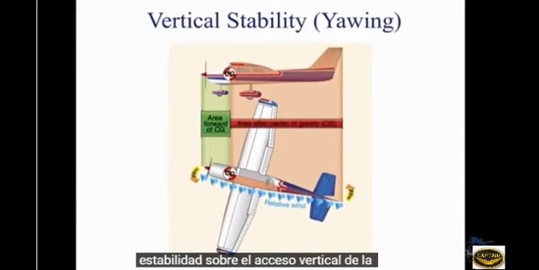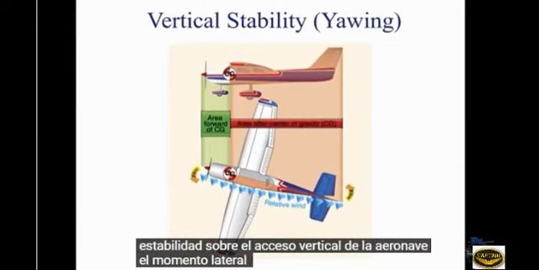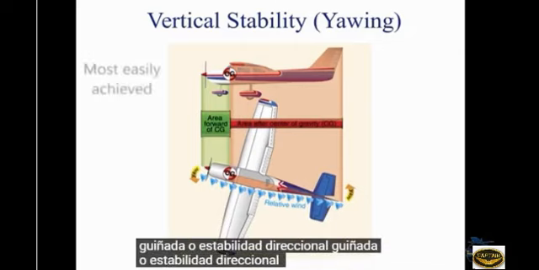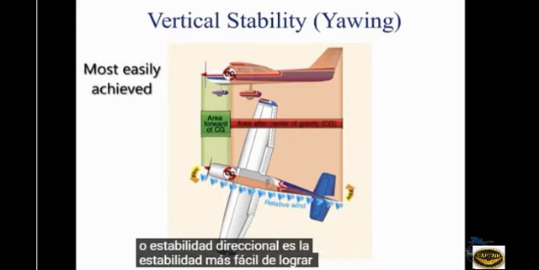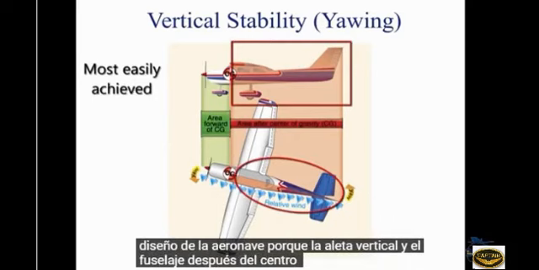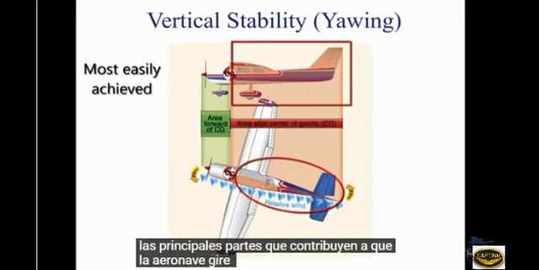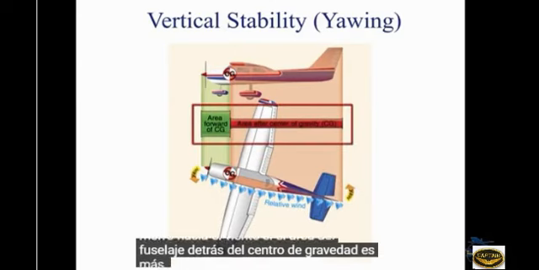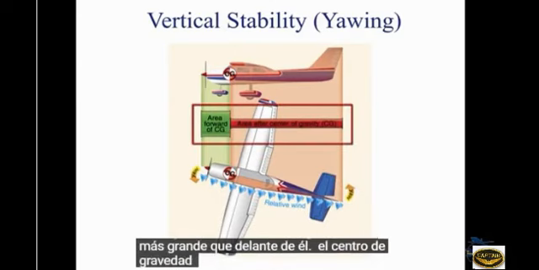Stability about the aircraft's vertical axis, the sideways movement, is called yawing or directional stability. Yawing or directional stability is the most easily achieved stability in aircraft design because the vertical fin and the fuselage aft of the center of gravity are the main contributing parts that cause the aircraft to weather vane or point its nose into the wind. If the area of the fuselage aft of the center of gravity is larger than in front of the center of gravity, the aircraft will be vertically stable.